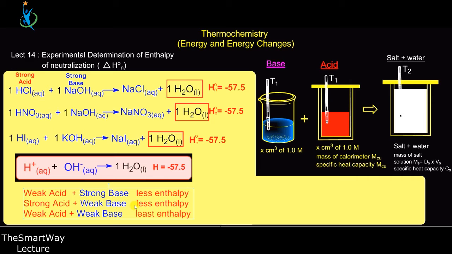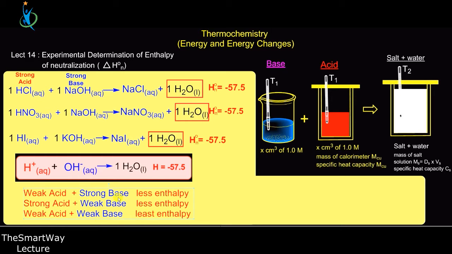Then we went on to say that the enthalpy values we get when we add a weak acid and a strong base are not the same as adding a strong acid to a strong base. When you add a weak acid to a strong base, you get a lower enthalpy from the reaction. Again, when you add a strong acid to a weak base, you also get a lower enthalpy.